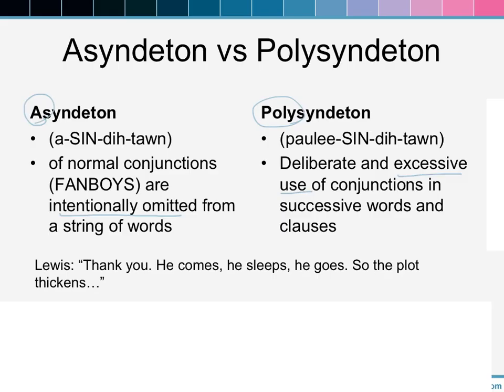All right, the first example, Lewis, thank you. He comes, he sleeps, he goes. So the plot thickens. Okay, so if we look at Asyndeton, we've got A meaning absent. So conjunctions are absent. Polysyndeton are many conjunctions. When I look at this and I look through the sentence and I see the part that seems to have some repetition is right here. He comes, he sleeps, he goes. And the one thing I notice when I look at it is there is an absence of conjunctions that would have logical flow here. So I think this one must be Asyndeton because the conjunctions that should be there are omitted. The absence of conjunctions is Asyndeton.